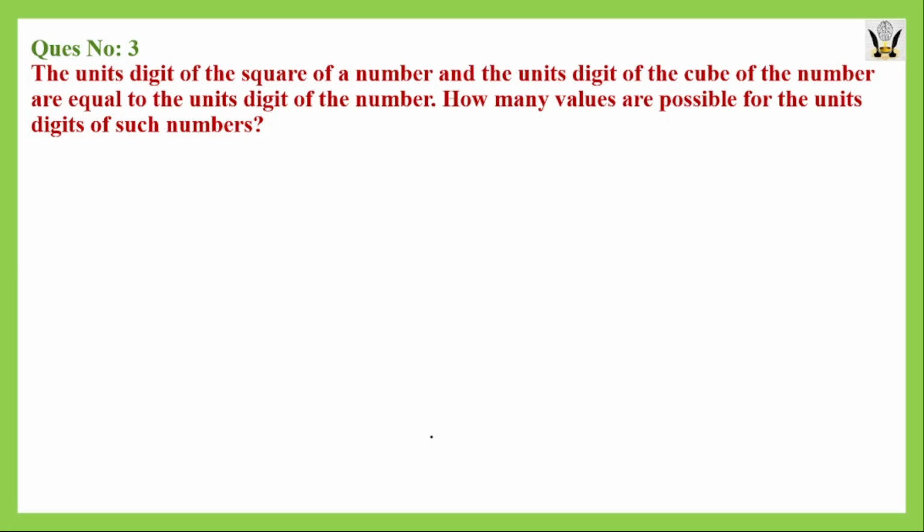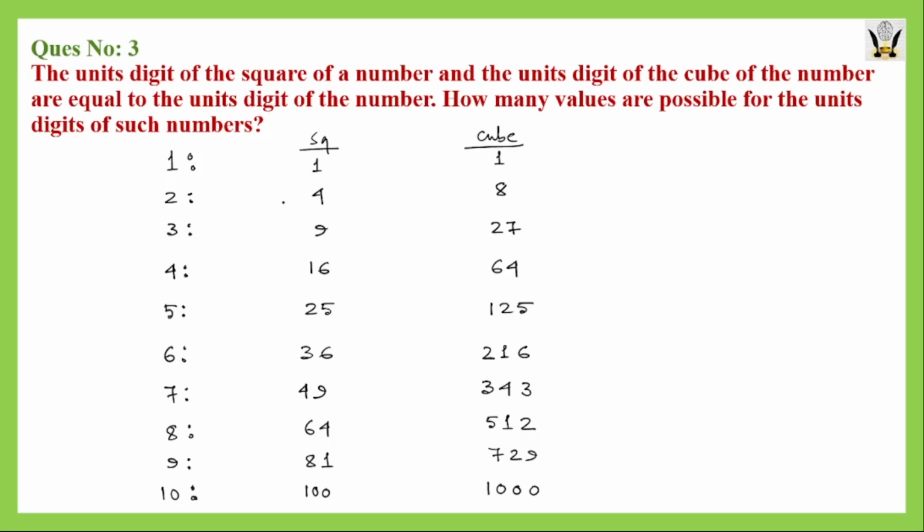Now the next sum says: the units digit of the square of a number, that means the digit at the units place of the square of a number, and the units digit of the cube of the number are equal to the units digit of the number. How many values are possible for the units digit of such a number? This is the list where in the first column I have written the numbers, in the second column their square values, and in the third column their cube values.